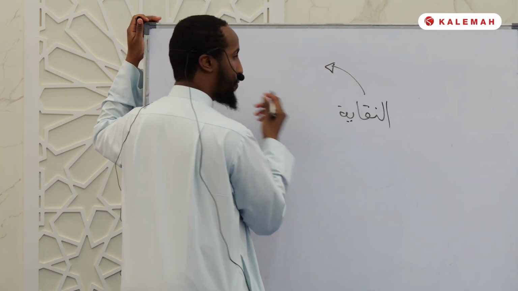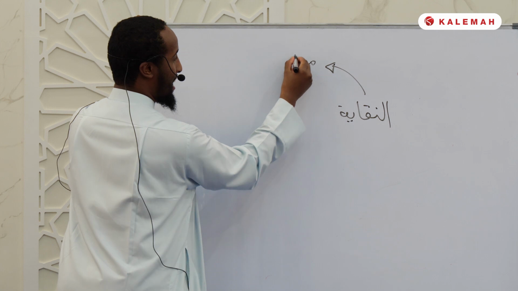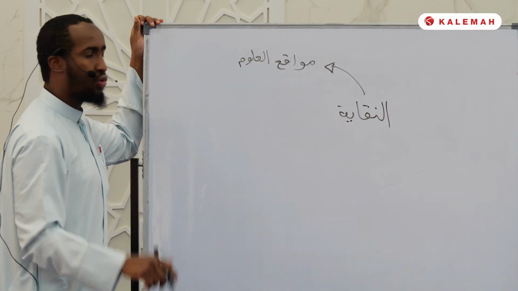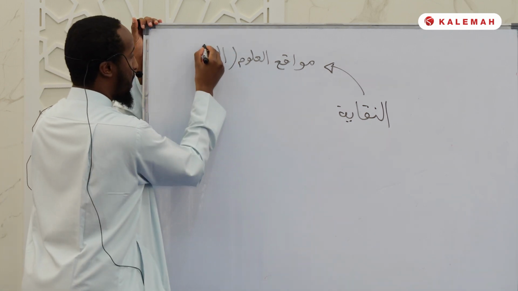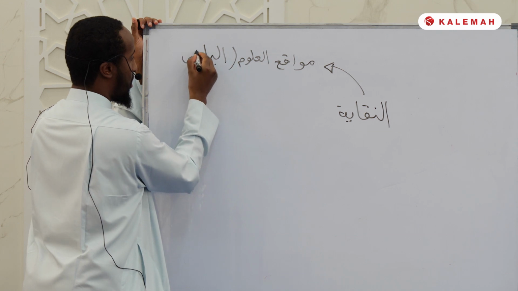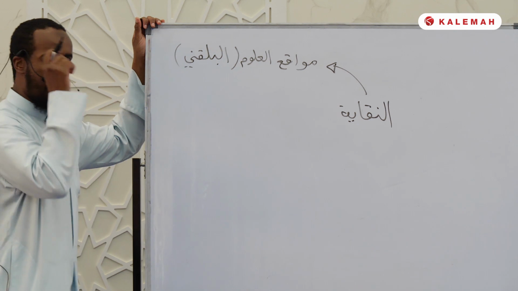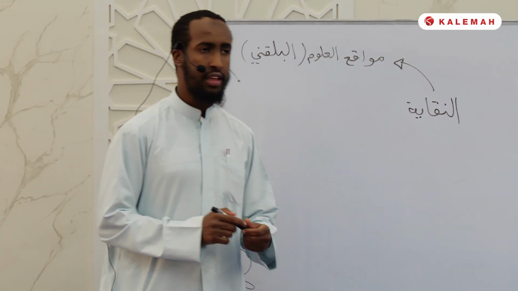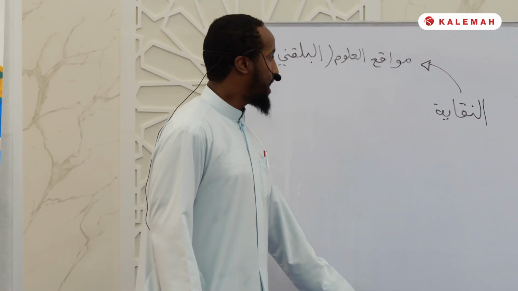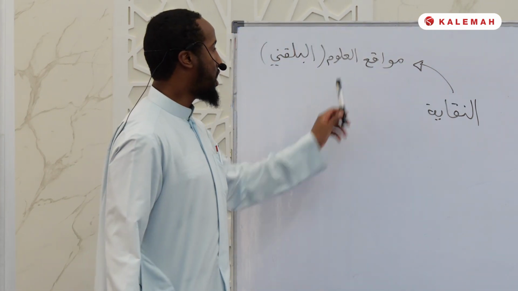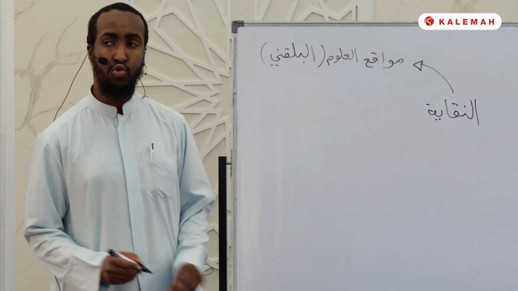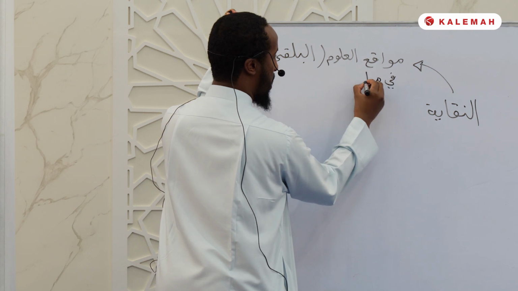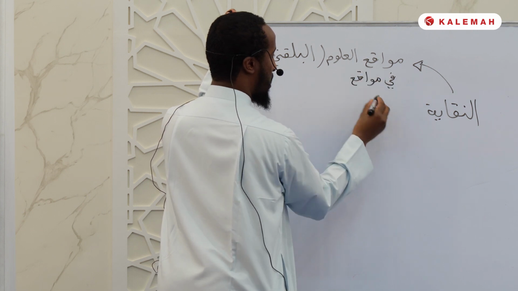a kitab called Mawaqi' al-Ulum. And of course it's taken from the Itqan of Suyuuti as well. And this kitab is written by Al-Bulqini. So the Kitab Nuqayah, which is the book that we're studying, is originally taken from the book Mawaqi' al-Ulum fi Mawaqi' al-Nujum. The full name is Mawaqi' al-Ulum في مواقع النجوم.